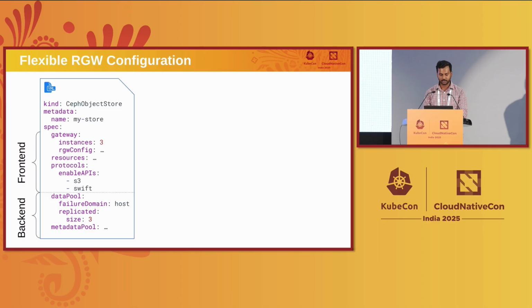So in the Ceph object store, there are mainly two parts, a front end and a back end. In the back end, we will be having the data pool and the failure domain zones. And in the front end, we will be having the gateway, the desired instances, and the protocols we can make use of. We mainly provide support for 2 protocols. One is S3 and another one is Swift.